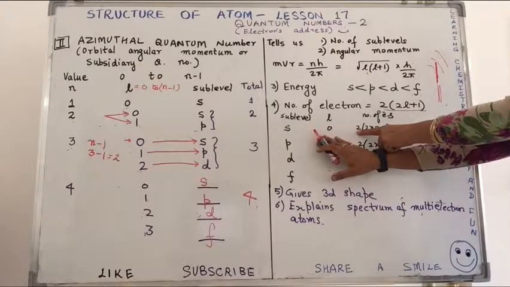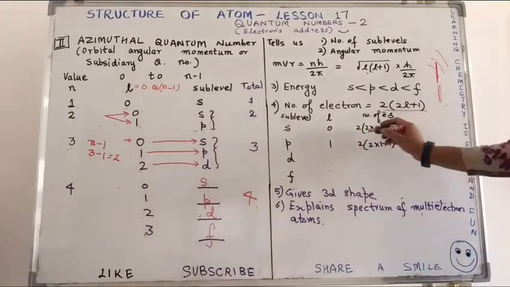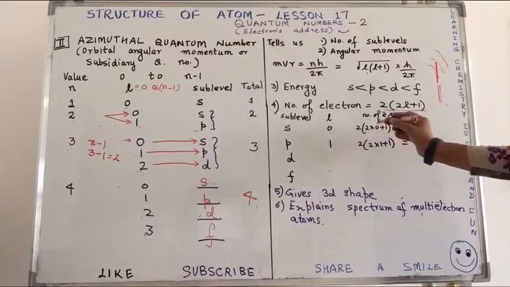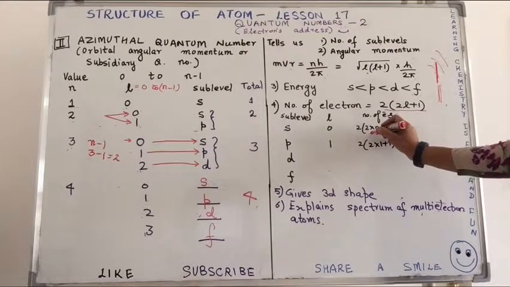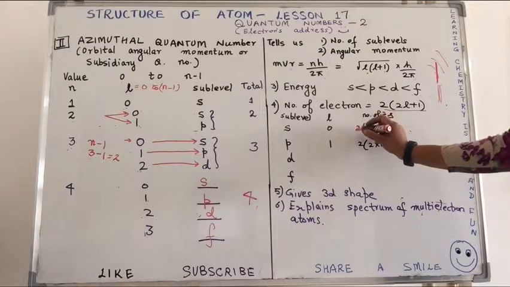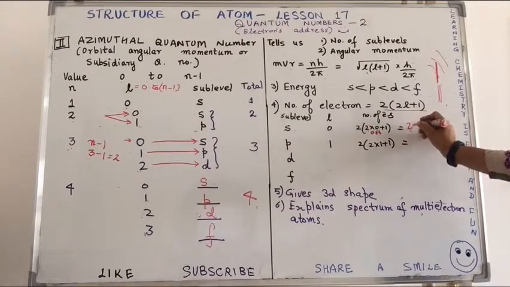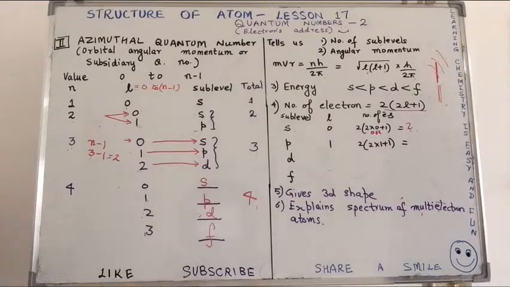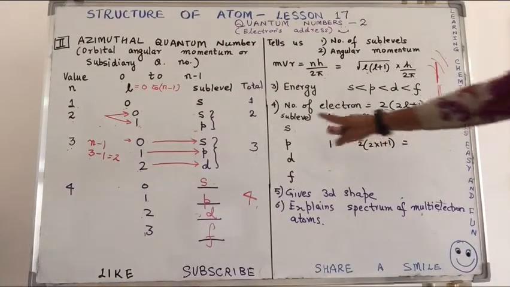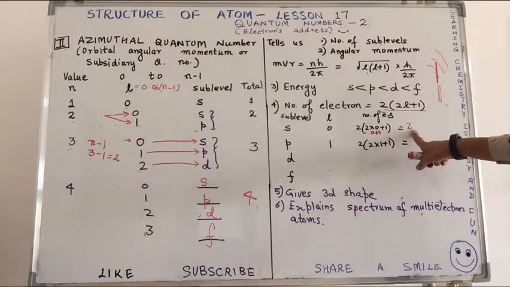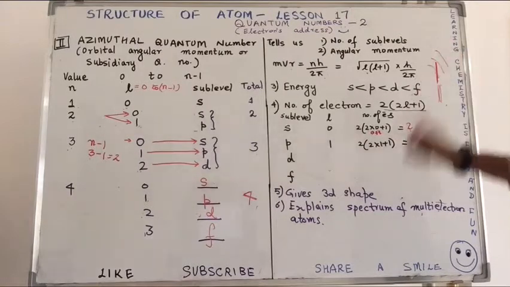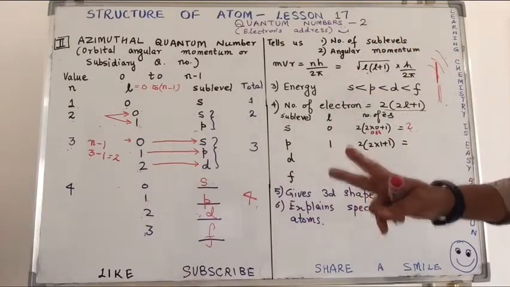Yes? No? Where did I go wrong? Can you tell me? Yes, 2 times 0 is 0. So 0 plus 1, 1 into 2 gives me 2. Yes, it keeps the class a little light. So if you have the S sublevel, the number of electrons is 2. In S sublevel, only 2 electrons can be present.